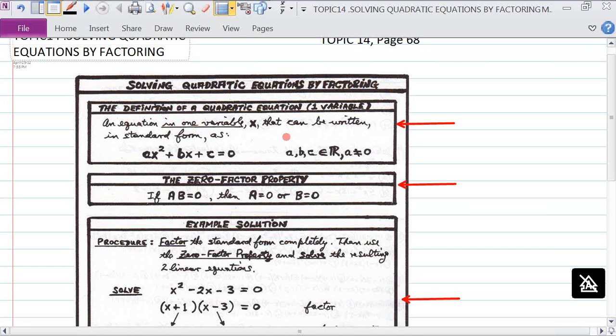So we need the definition of a quadratic equation. We're going to look at the zero factor property. And finally, we're going to give an example solution for a quadratic equation.